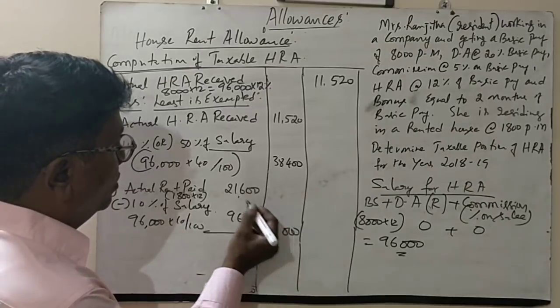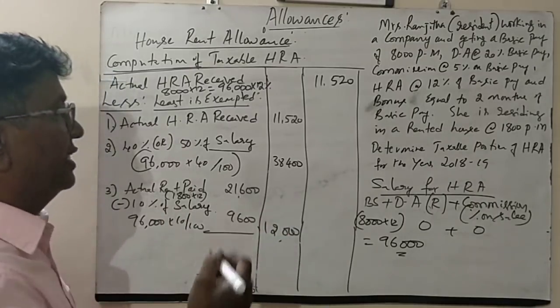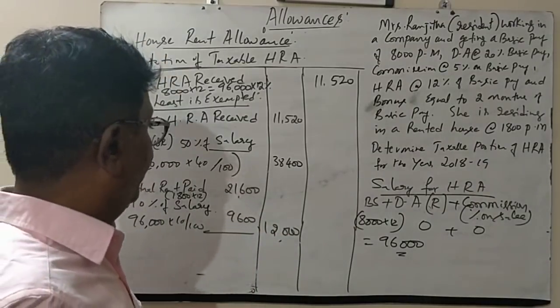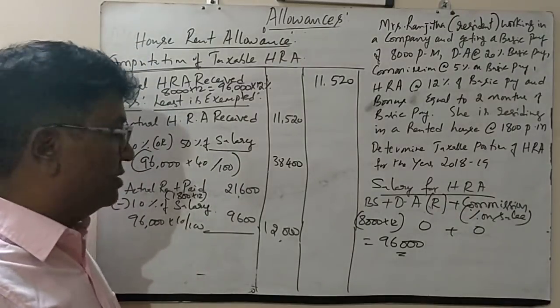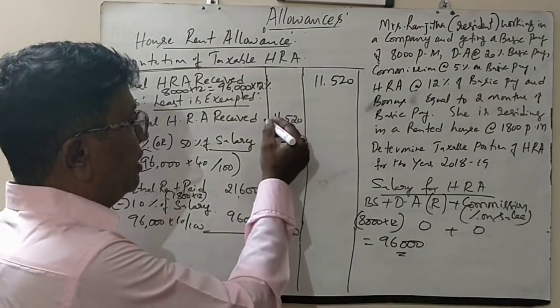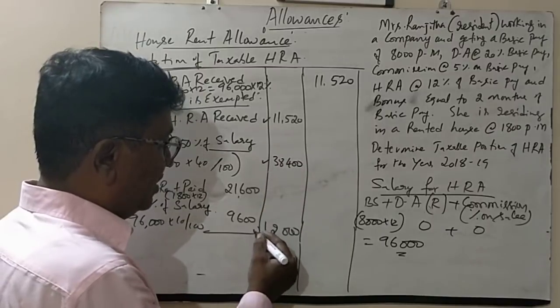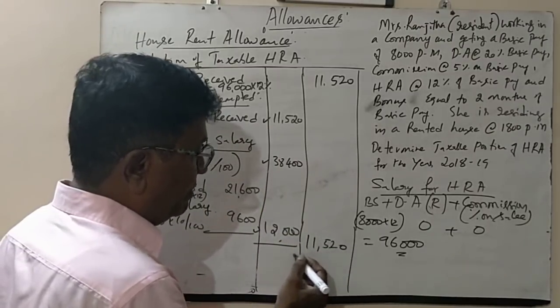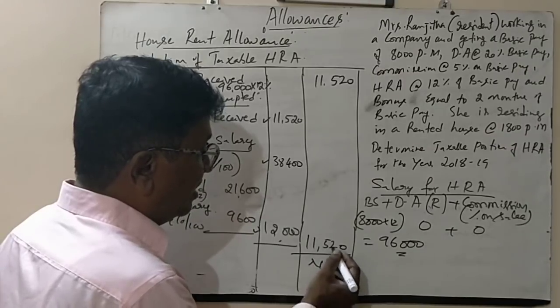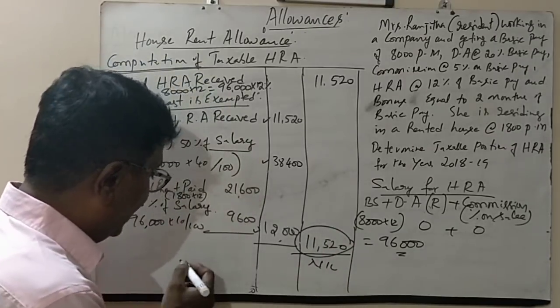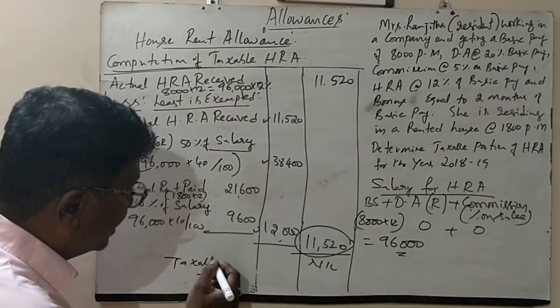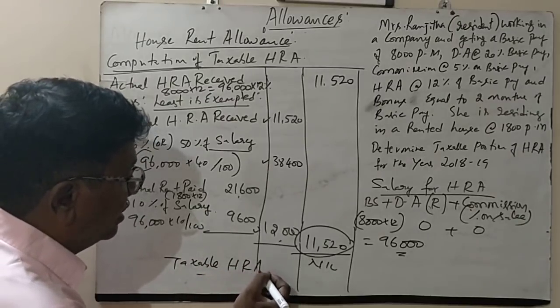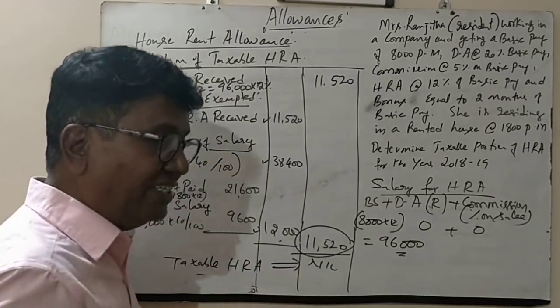Now 12,000. Now tell me guys, which is the least of these amounts? The least of the amount is it this or this? Definitely 11,520 will be the least, and this amount is exempted, and this amount is taxable HRA. So the taxable amount of HRA is nil.